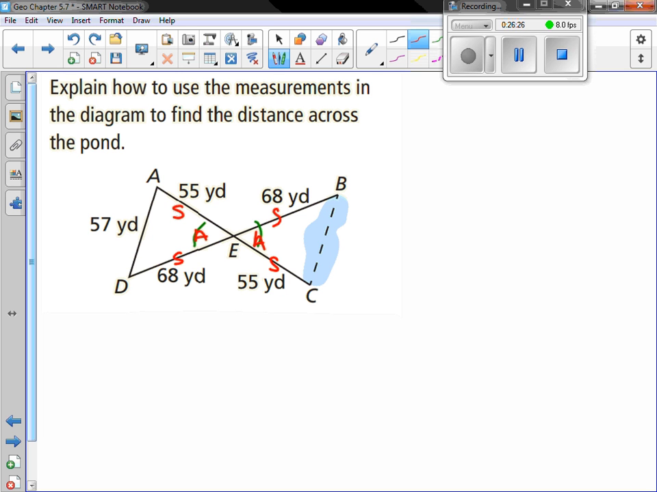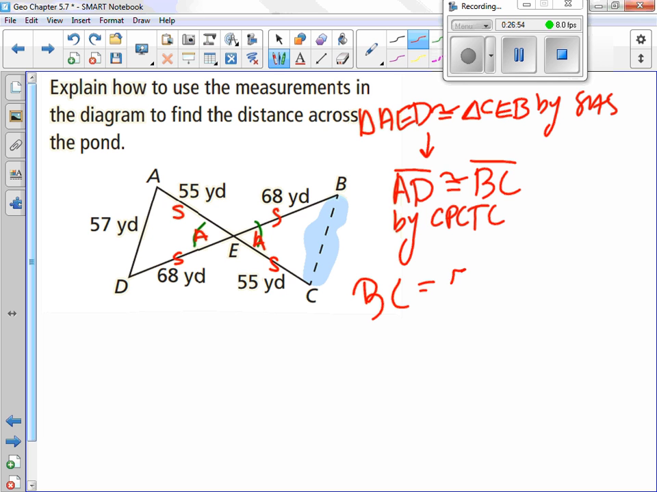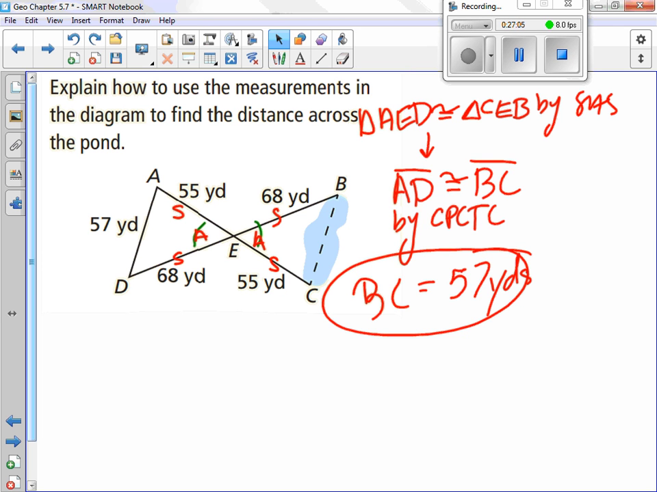Right. Since these two triangles are congruent, it means that AD and BC, well, by our CPCTC, because we could say that triangle AED is congruent to triangle CEB by our side angle side, so we can say that these two are congruent. So what would BC be? 57 yards. Because AD and BC would be congruent to each other. Yes?